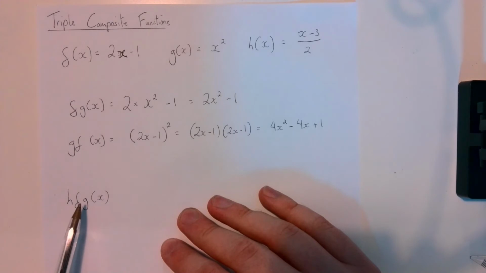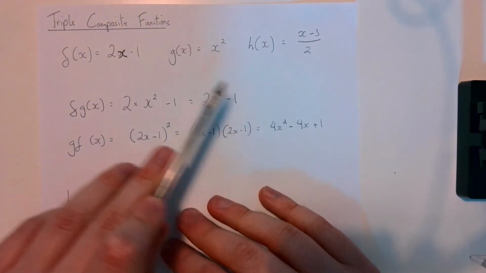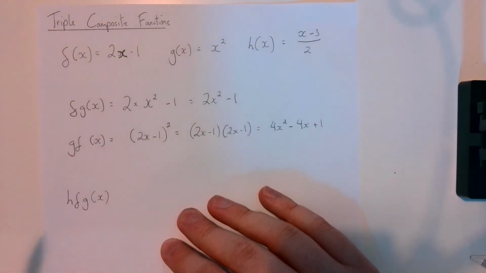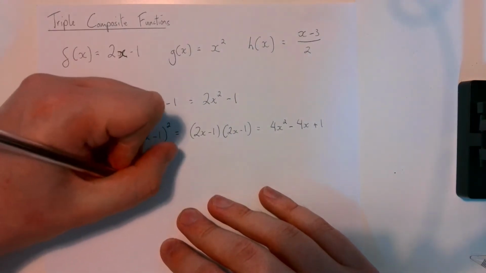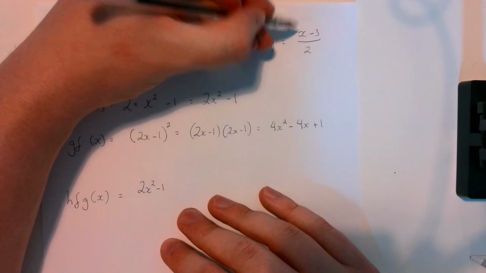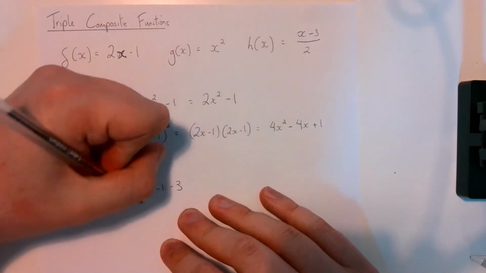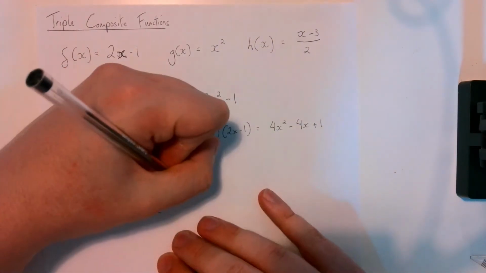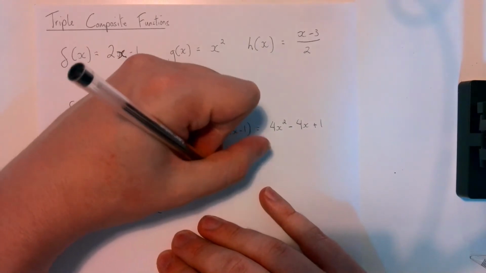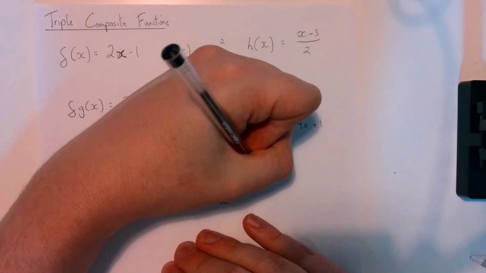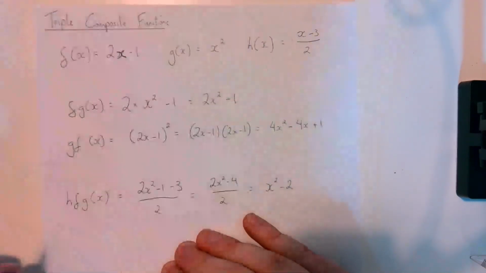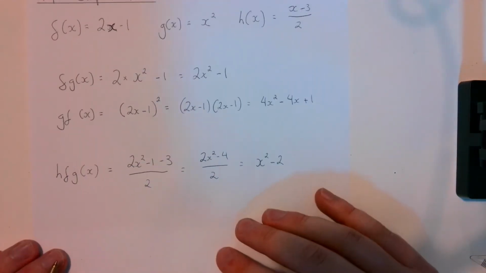The first step is to work out these two, which we've already done. Then put it into the last function. So in this case, it's going to be 2x squared subtract 1, which is the x here, then subtract 3, all over 2. Simplified, that would be 2x squared subtract 4 over 2, which simplifies again to x squared subtract 2.